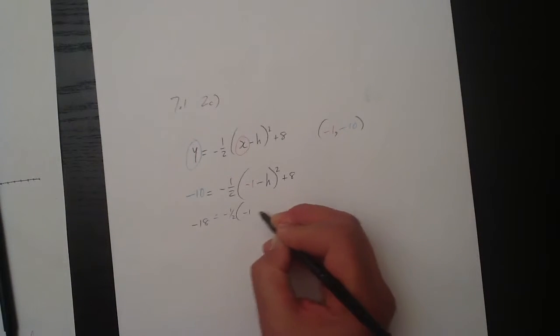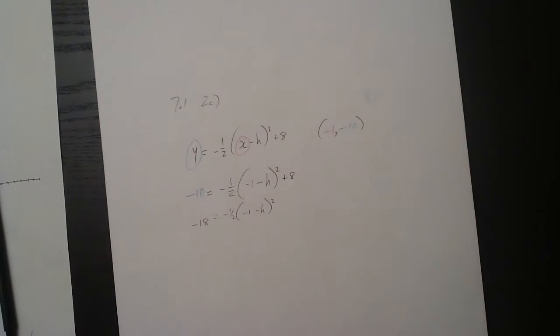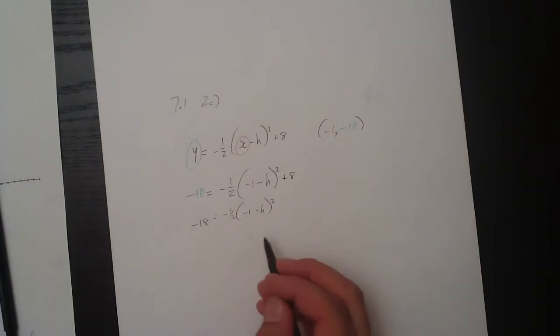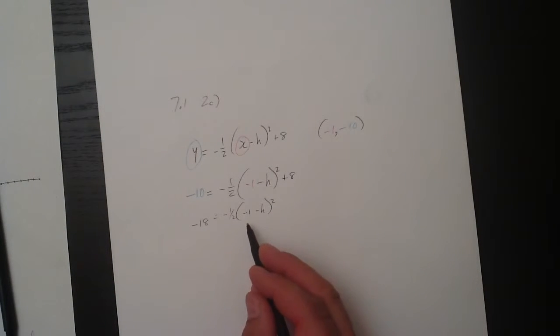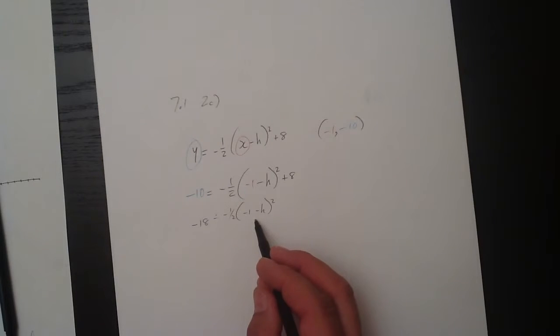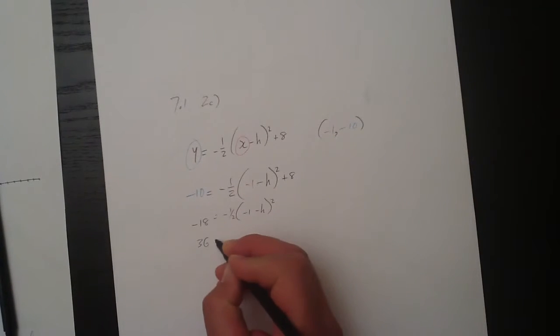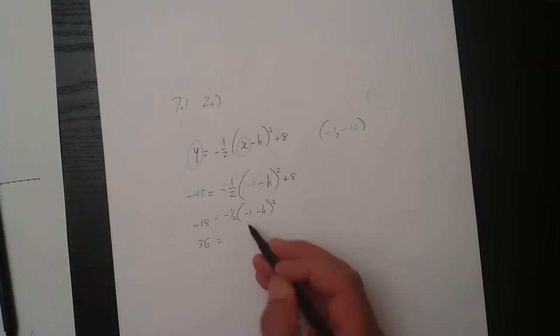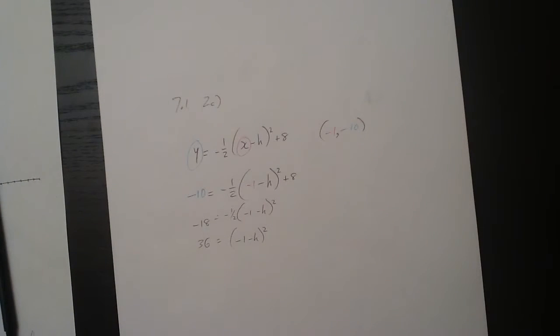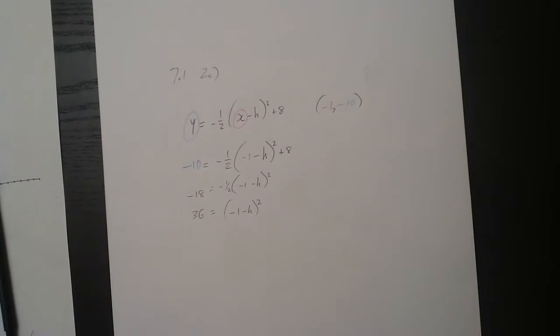-1/2 (-1 - h) squared. Then we're going to just multiply both sides by -2, and by multiplying by -2 we get 36 on this side, and this turns into a 1, and we simply have (-1 - h) squared. That's a little bit easier to work with.